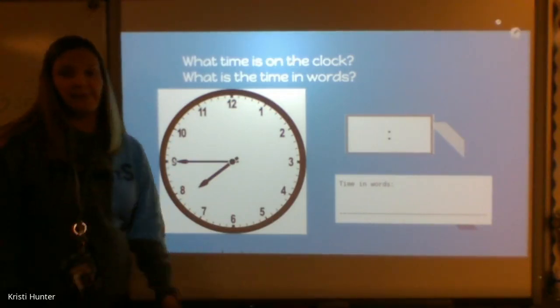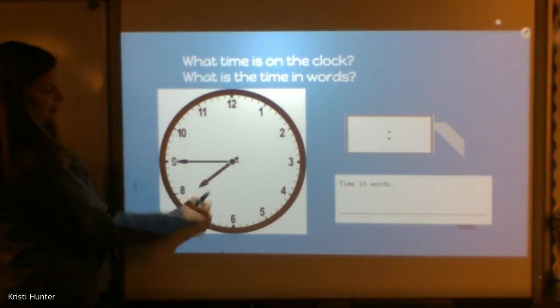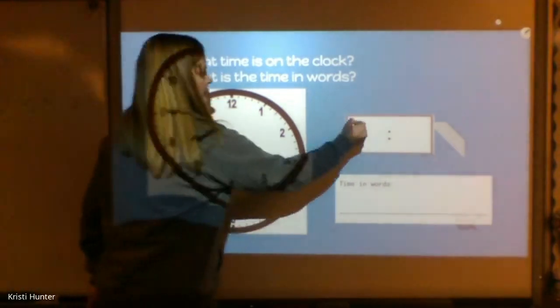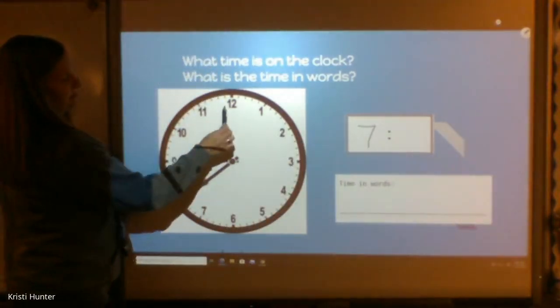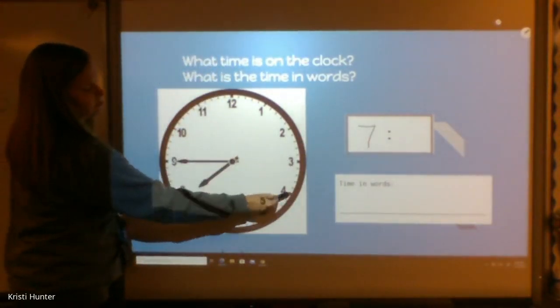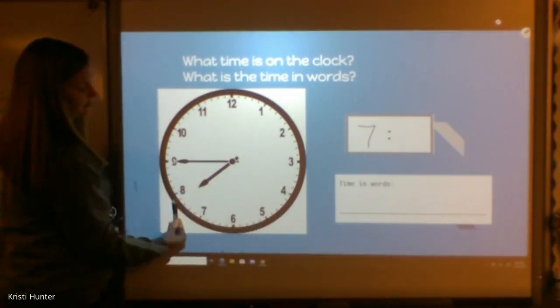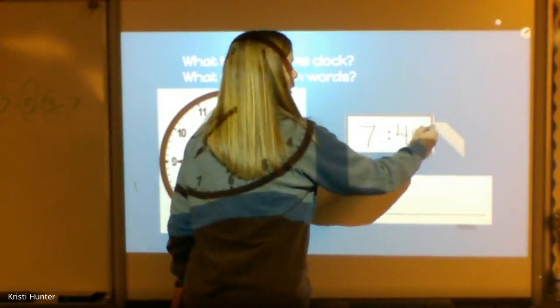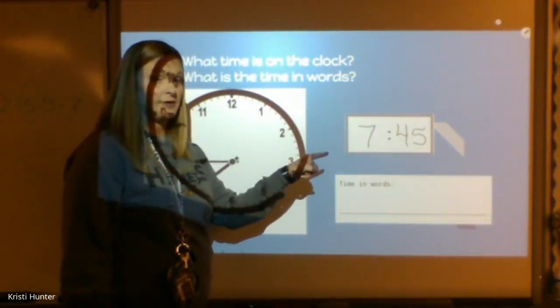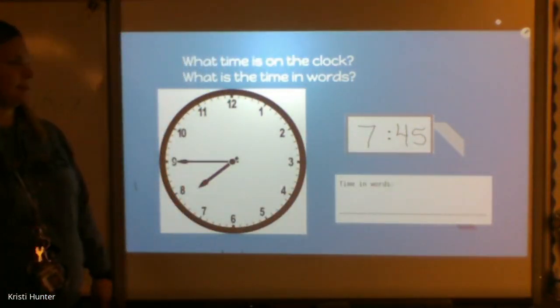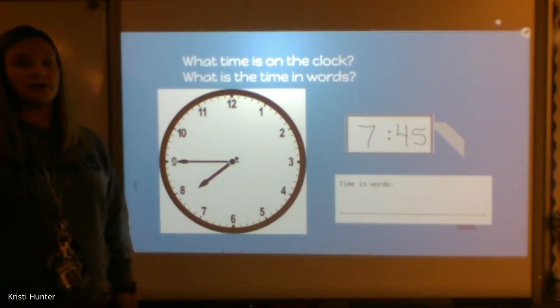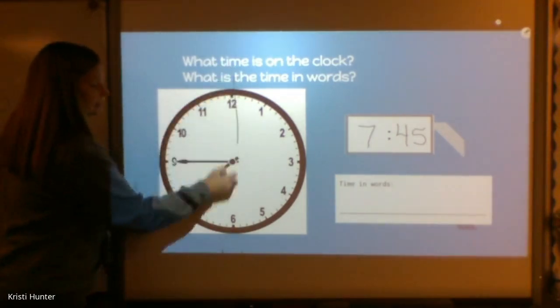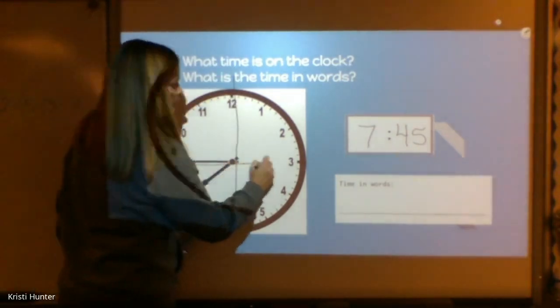See if you and I match. So I look at this clock and I say it's still 7 o'clock, not touched the 8 yet. Count around by 5s, 5, 10, 15, 20, 25, 30, 35, 40, 45. Hopefully you got 7:45 for your digital time. Now let's work on our time in words. Remember, this is one of the ones that we've practiced before.